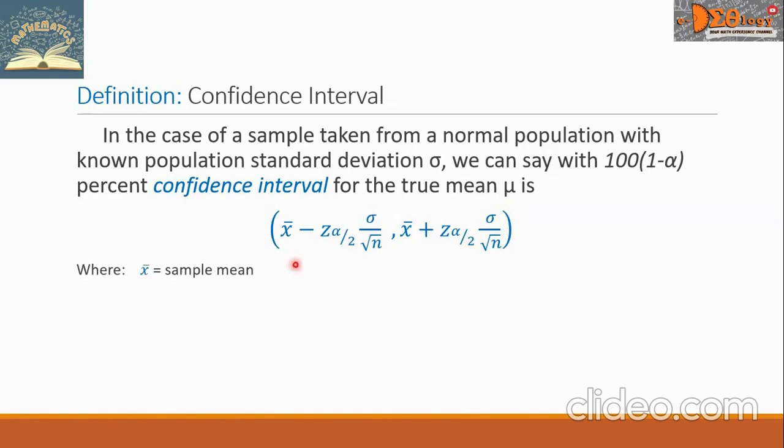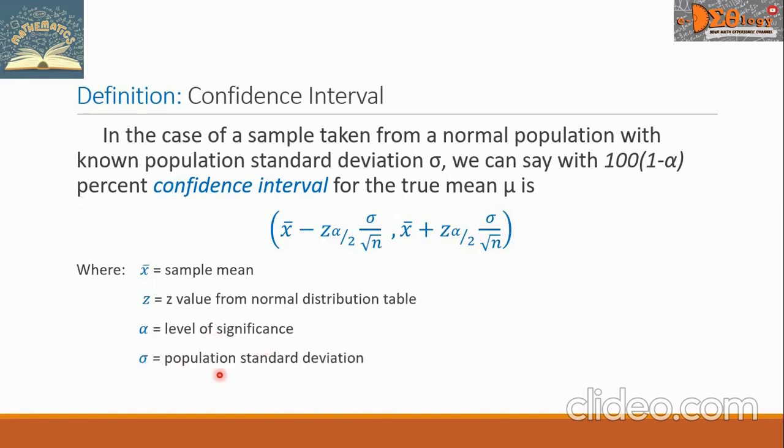The x bar is the sample mean. This z is the z value from the normal distribution table. Alpha is the level of significance. The sigma is the population standard deviation. The n is the number of samples.